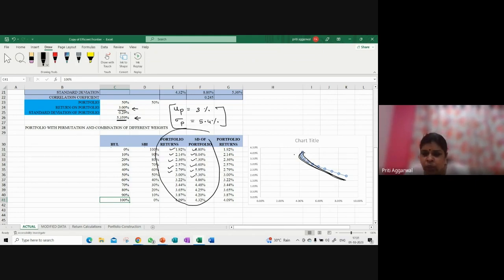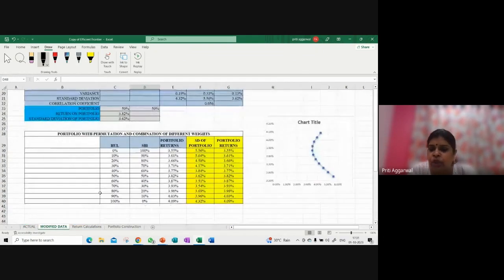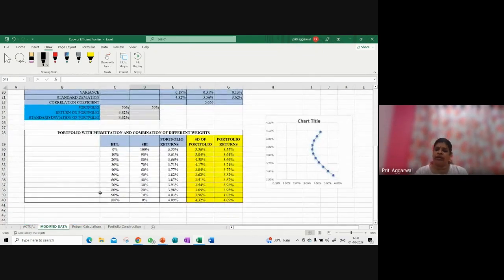Now, friends, this is not a very close way of understanding, so I have modified my data a little bit to get a better picture of my efficient frontier. If I change a few numbers here and there, I get this. This is my efficient frontier.